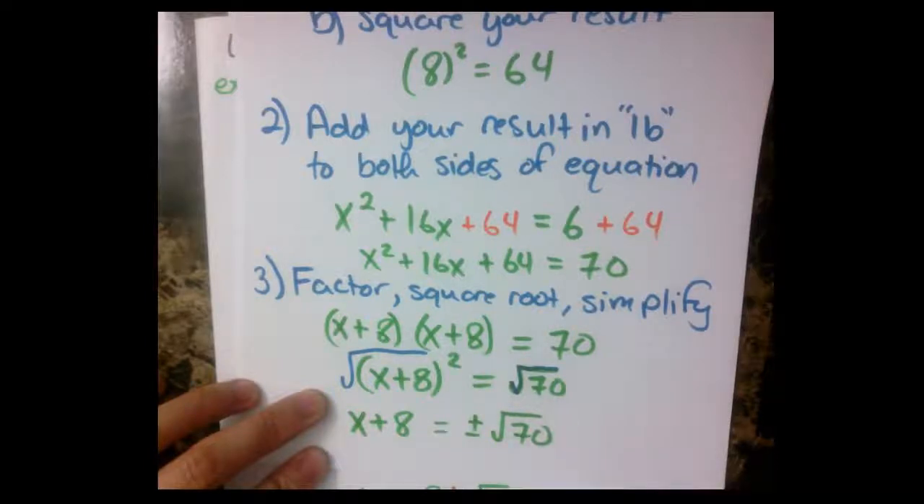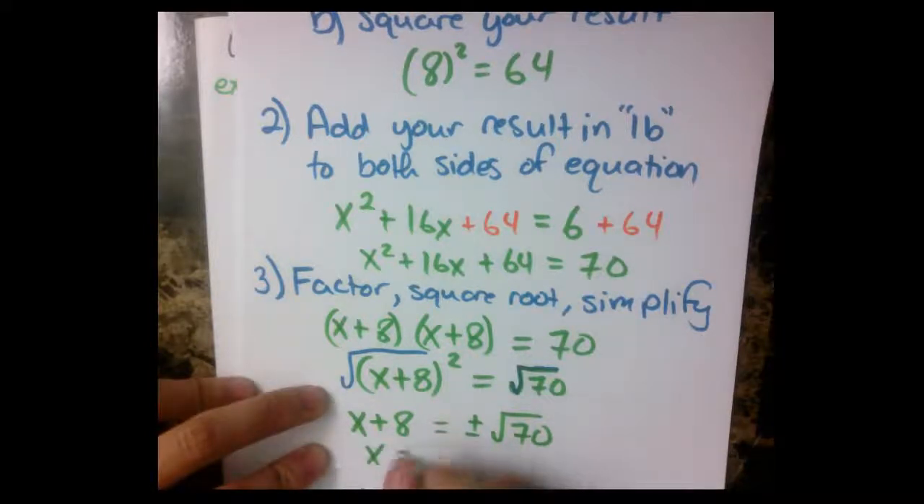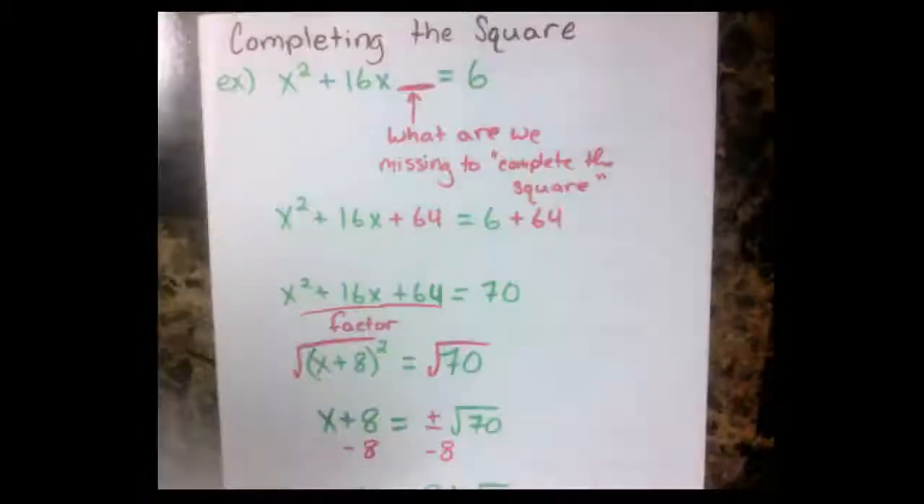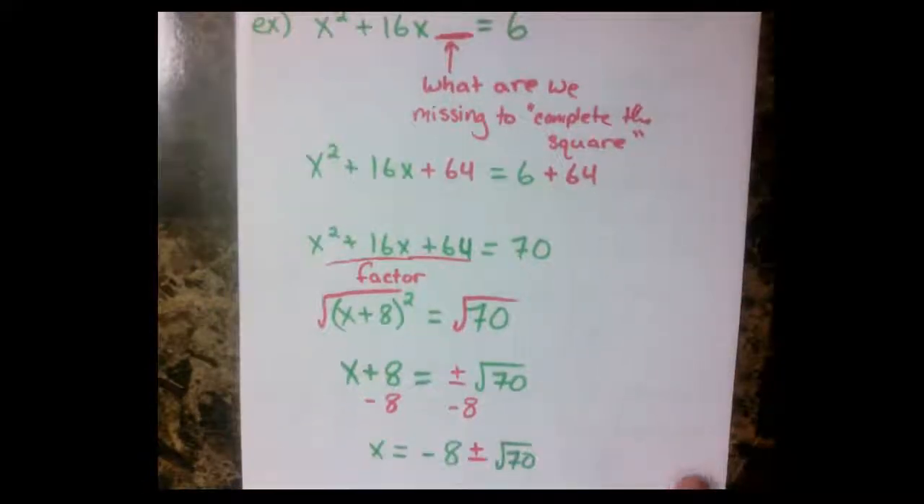All right? Last step here is to get that x alone. Subtract 8 from both sides. X equals negative 8 plus or minus root 70. Okay? And I know that's sloppy. That's why I have it on this page, and it's much neater on this page.